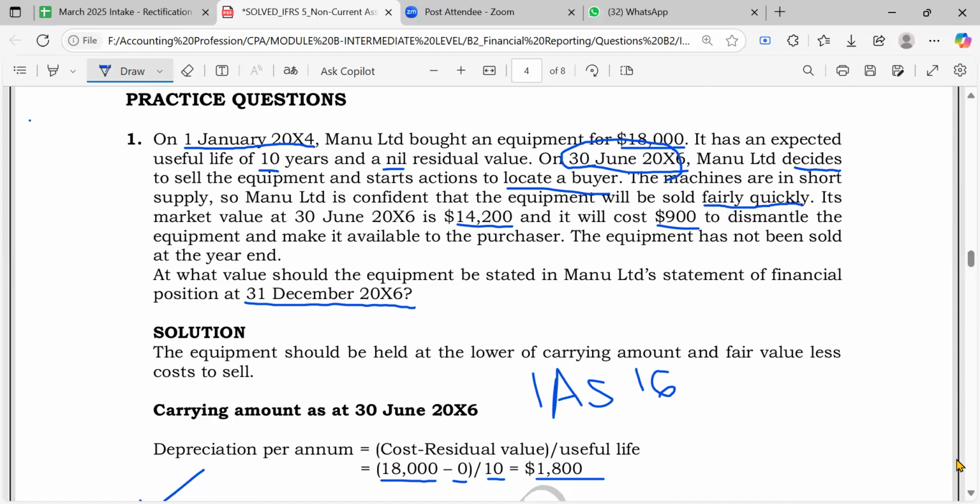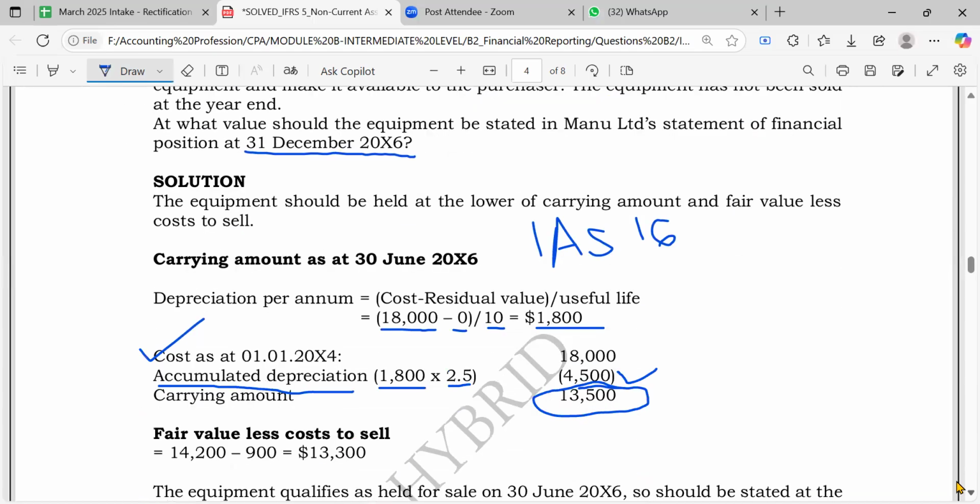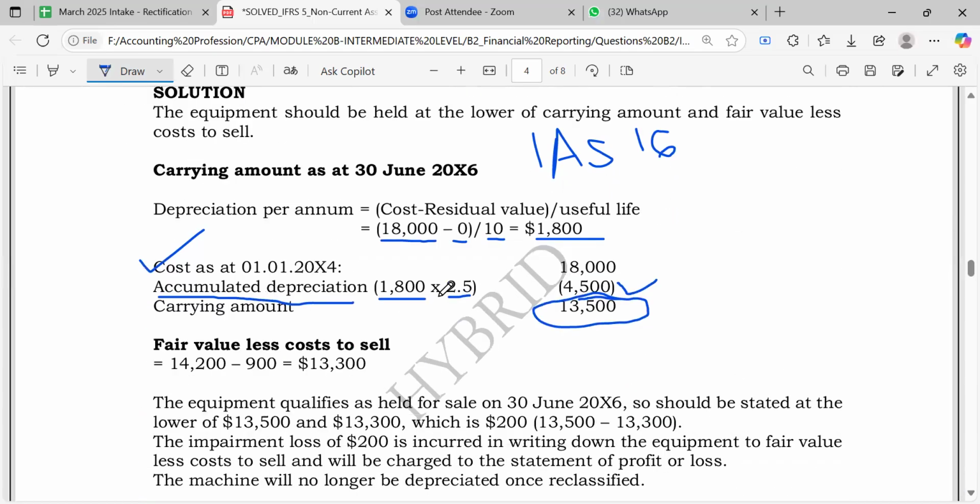Yes. 2014 to 2016. It's 2 years. 2 years and a half. Not just 2 years. Yes, 2 years and a half. And then yearly, this 1,800 is per year, right? Yes, depreciation per year.